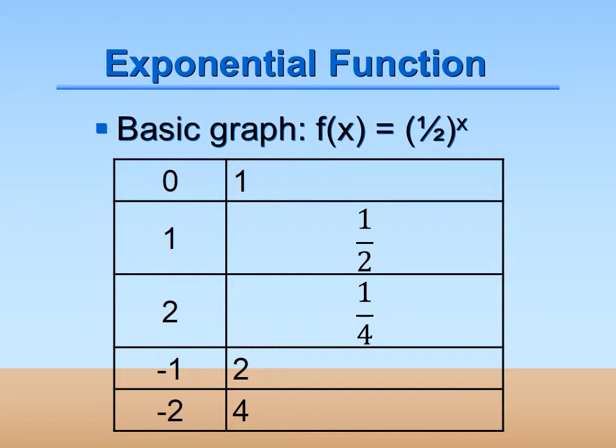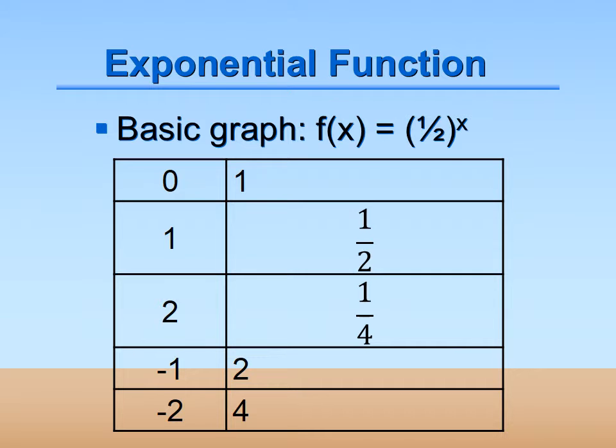What about f of x equals 1/2 to the x power? Well, let's try x equals 0. 1/2 to the 0 power, well, anything to the 0 power is 1. So now let's let x equal 1. Well, 1/2 to the first power is 1/2. So now let's try 2. So 1/2 to the second power, we distribute the 2. So 1 to the second power is 1. And then 2 to the second power is 4. So we get 1 over 4.